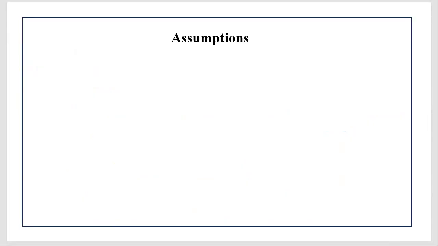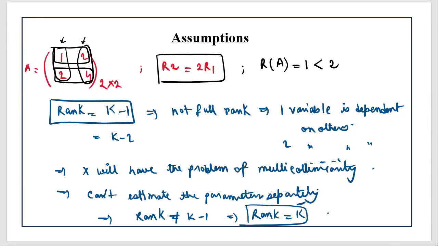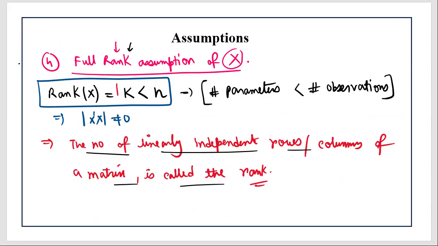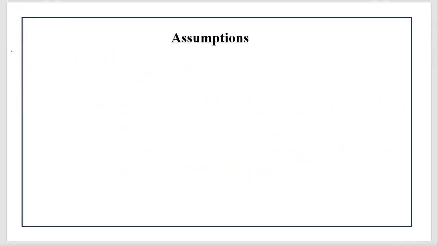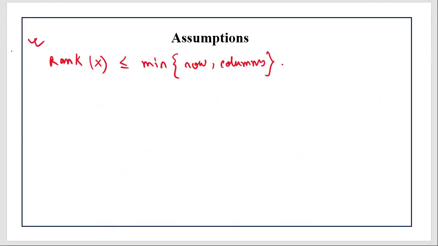Also, another aspect is that you can ask me why I have written this k is less than n. So why do we need the number of parameters to be less than the number of observations in case of rank? One of the properties of the rank of any matrix is that it has to be less than or equal to the minimum of the number of rows or the number of columns, right? This is one of the important properties of rank.